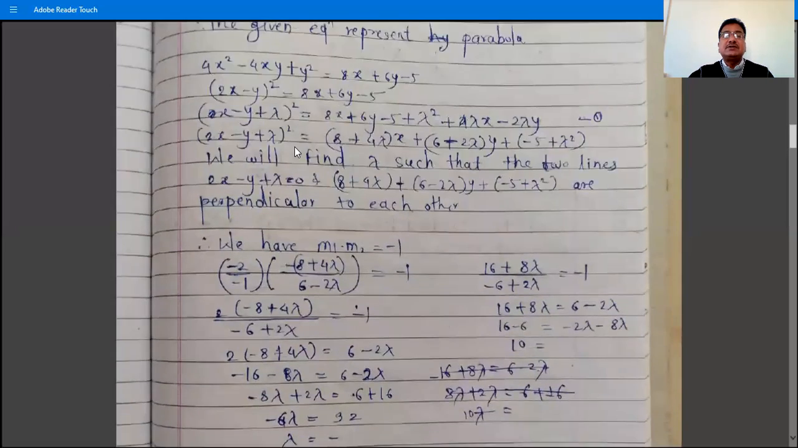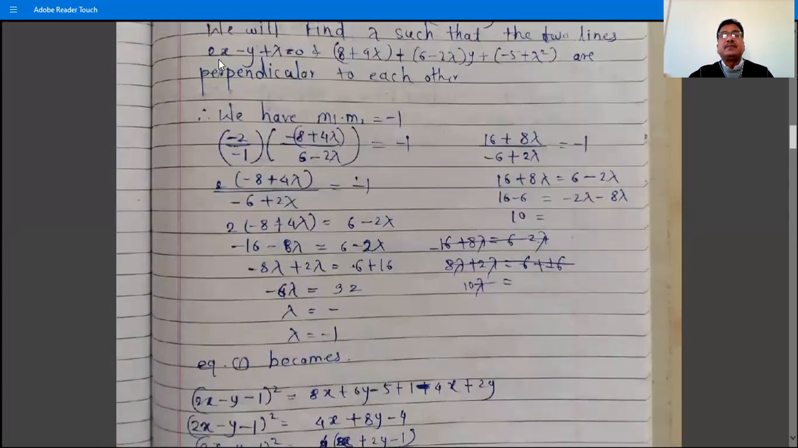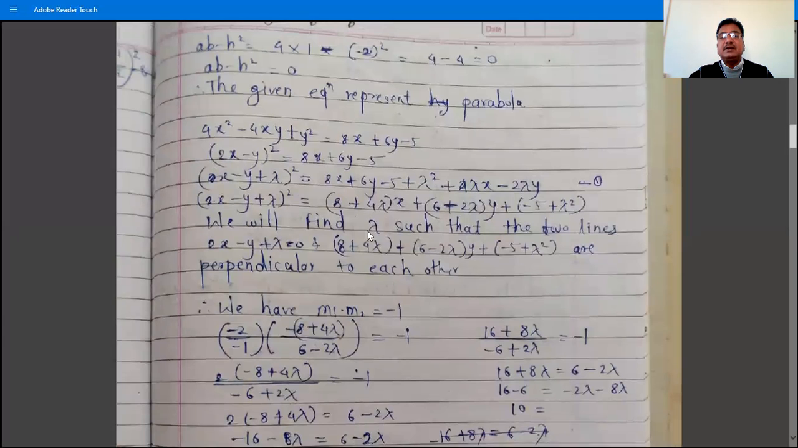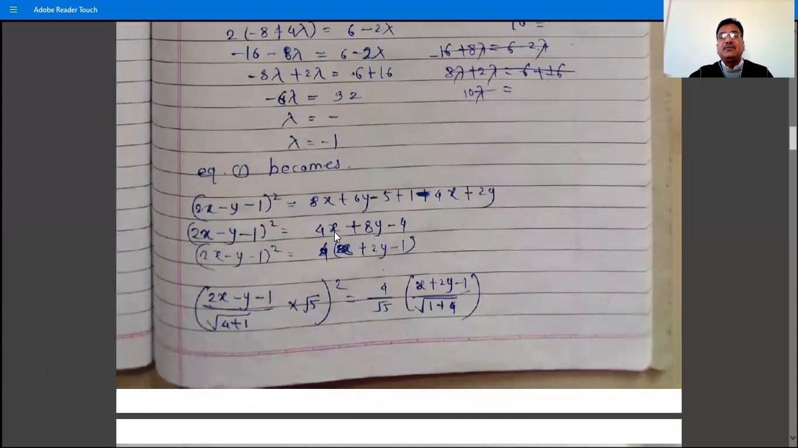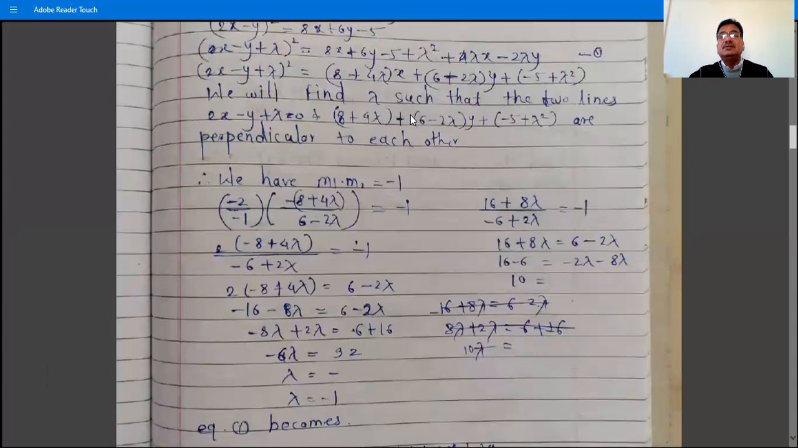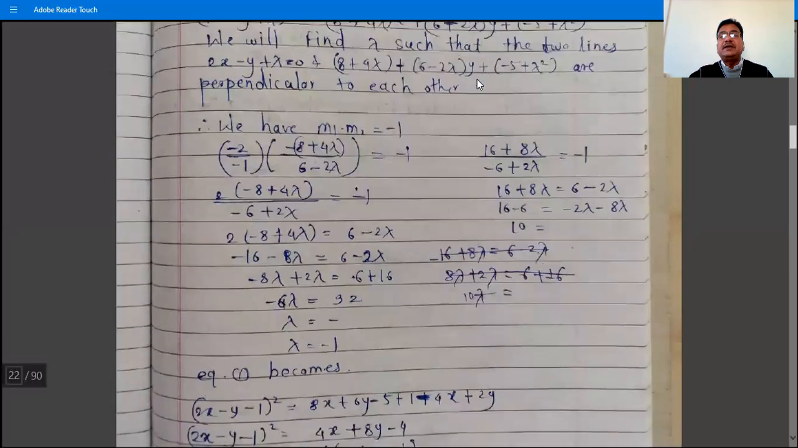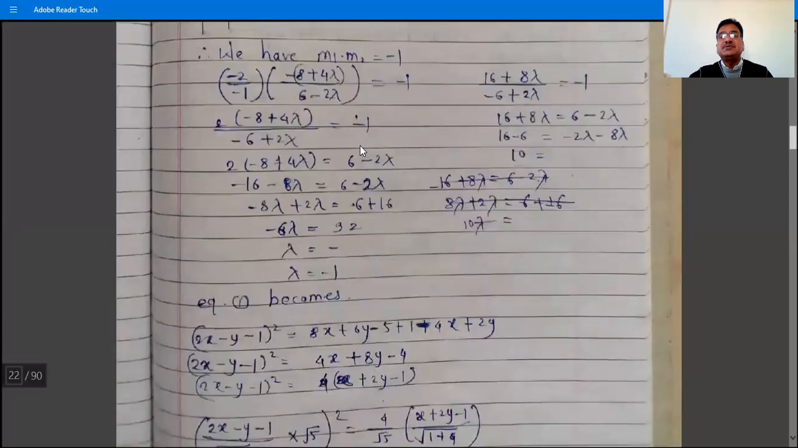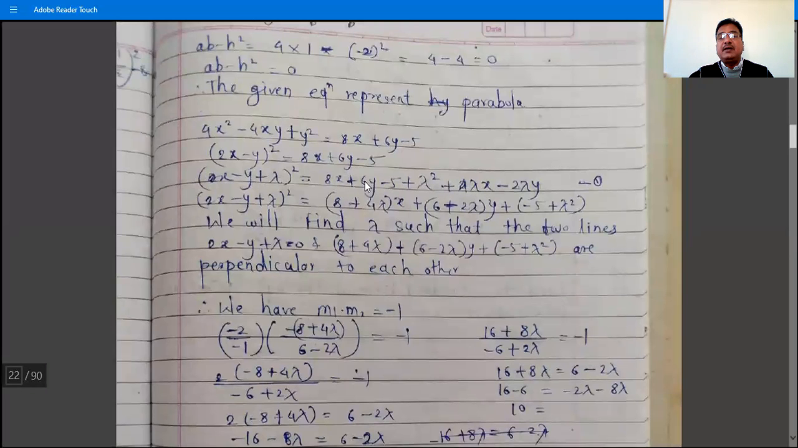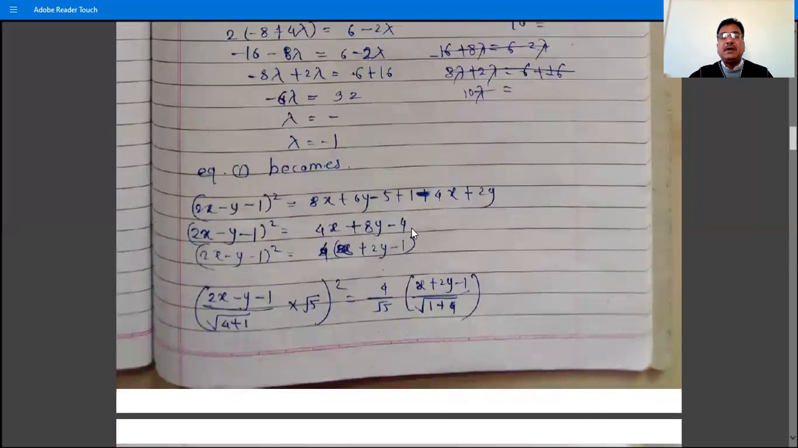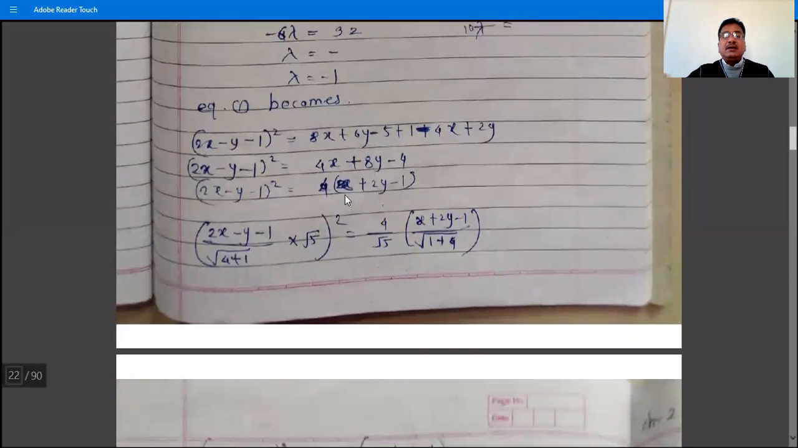So substitute this answer of lambda as minus 1 in this equation: (2x minus y minus lambda) squared is equal to, with lambda as minus 1, 8 minus 4 is 4x plus, 6 minus 2 into minus 1, which is plus 8y. That is, substitute the value of lambda in the LHS as well as the RHS. So we have 4x plus 8y minus 4, and then take 4 common from this. So we have 4 times the bracket x plus 2y minus 1.